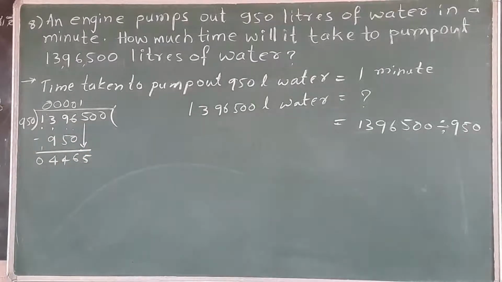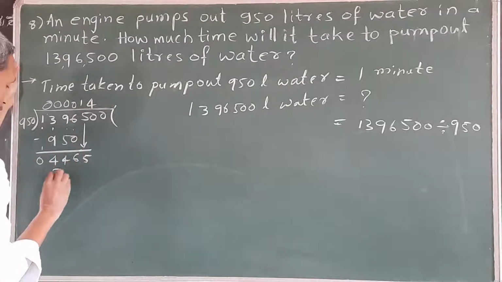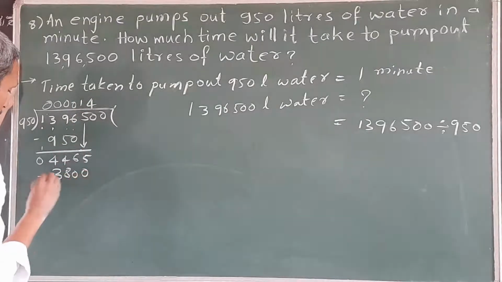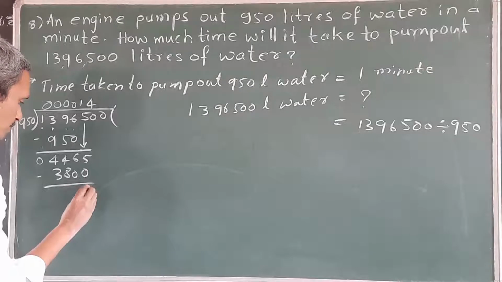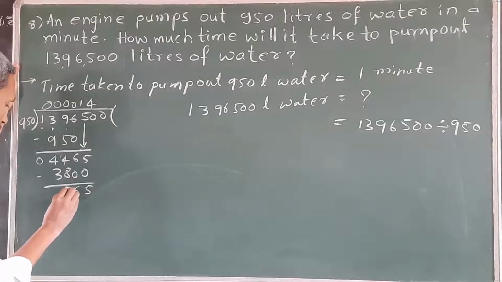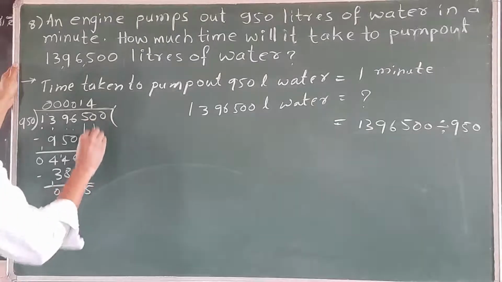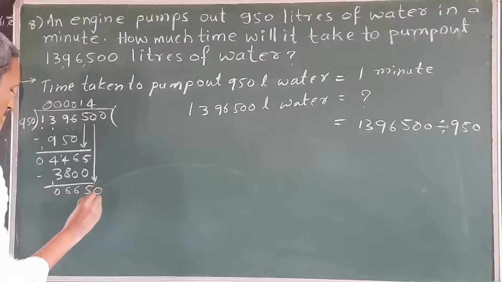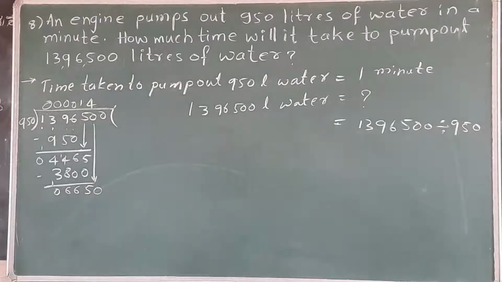Now we look for 4465, which is not there. 950 fours are 3800. That we will subtract, and 5, 6, 14 minus 8 is 6. This one is 0. Take the next one down and write here 6650.